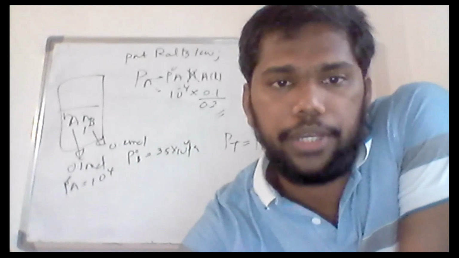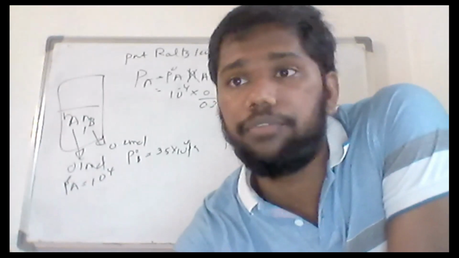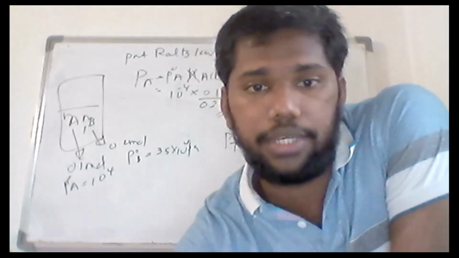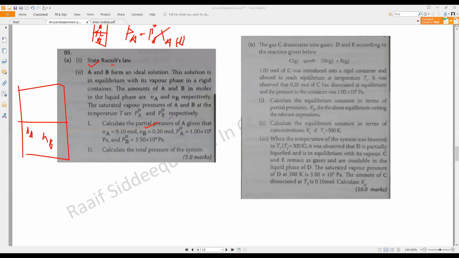So you need to calculate the partial pressure of A, just the partial pressure of A. But here you have to understand that in the second part, they have mentioned to find the total pressure. So that gives you the idea that you need to know the partial pressure of B as well. So this is a straightforward Raoult's law question.